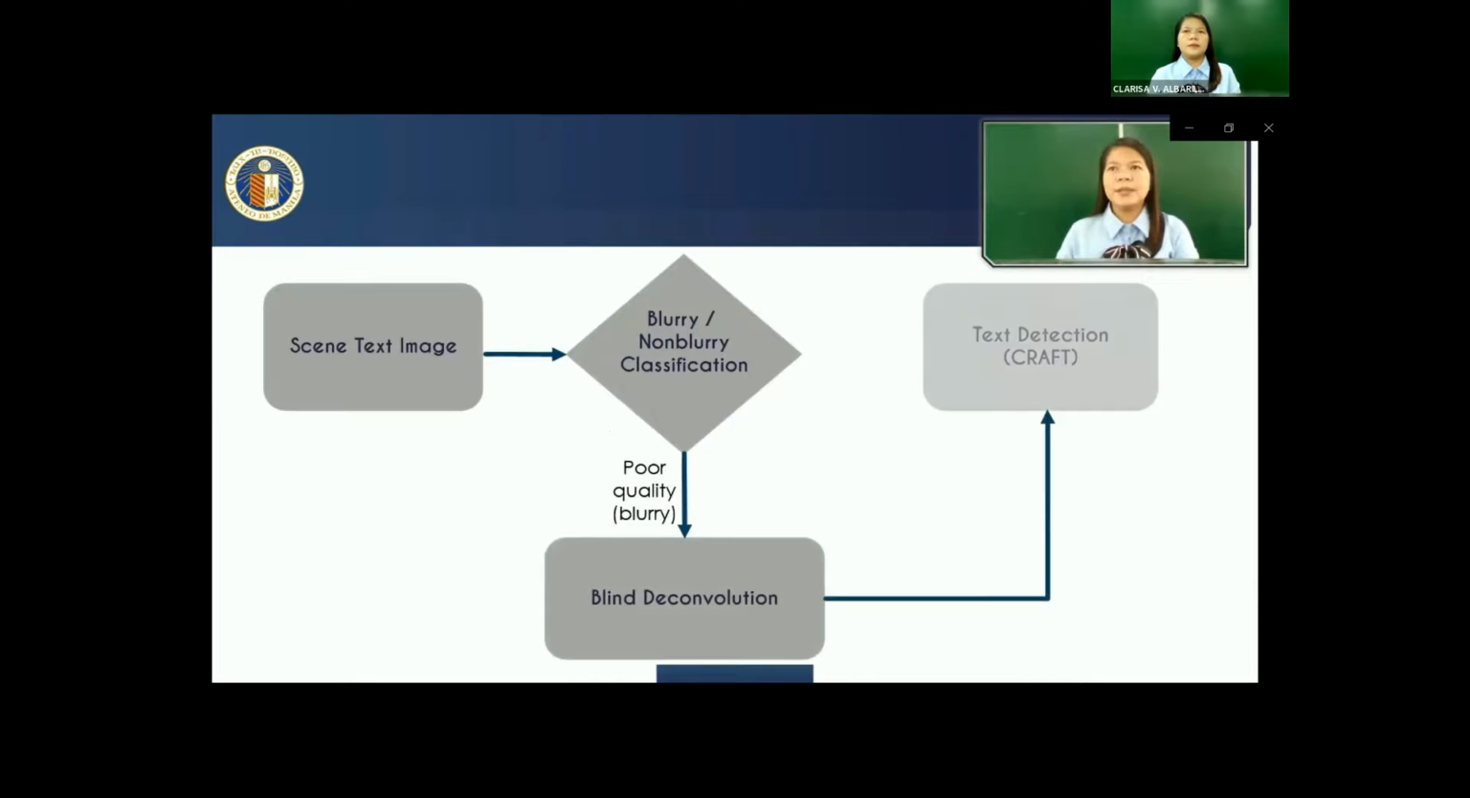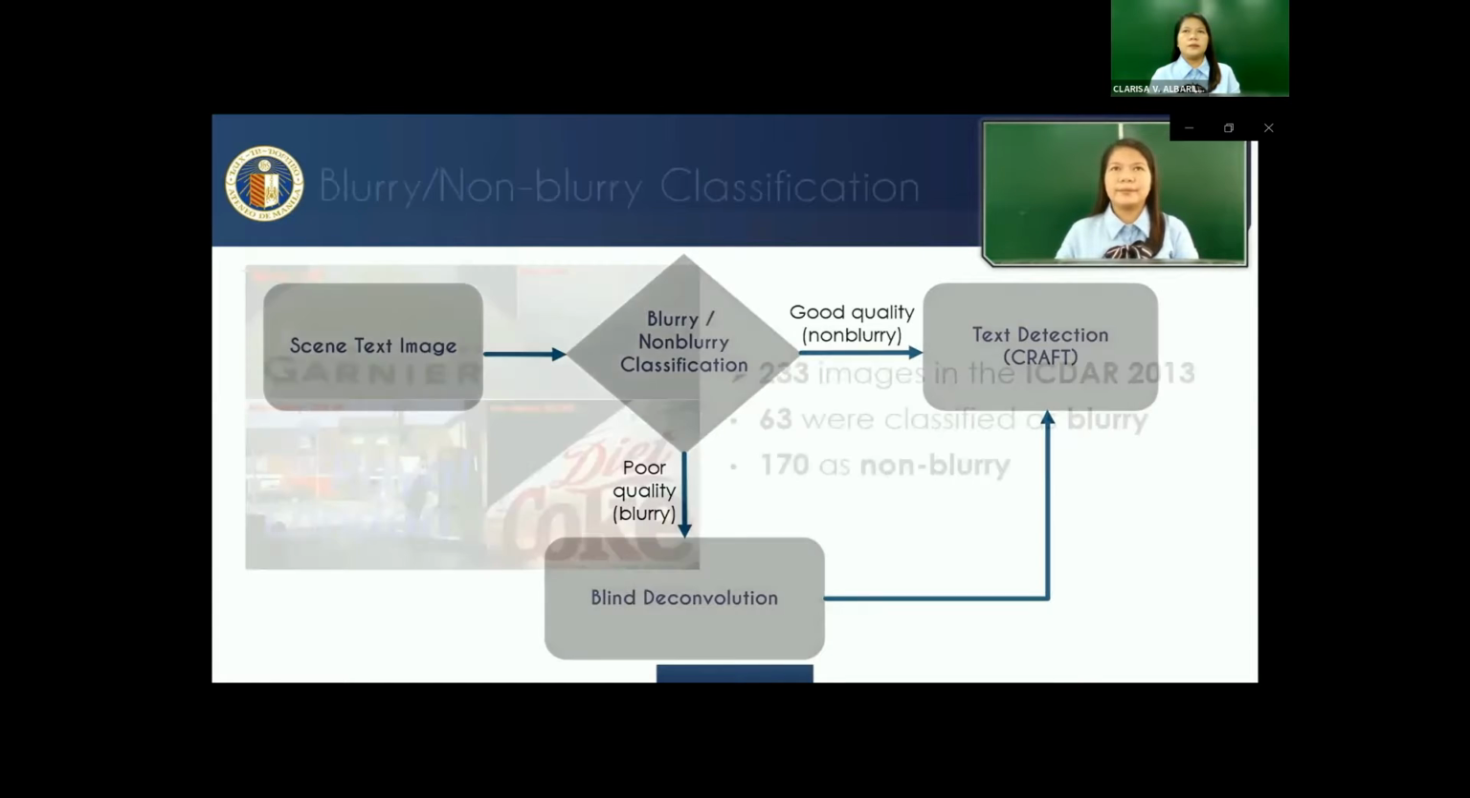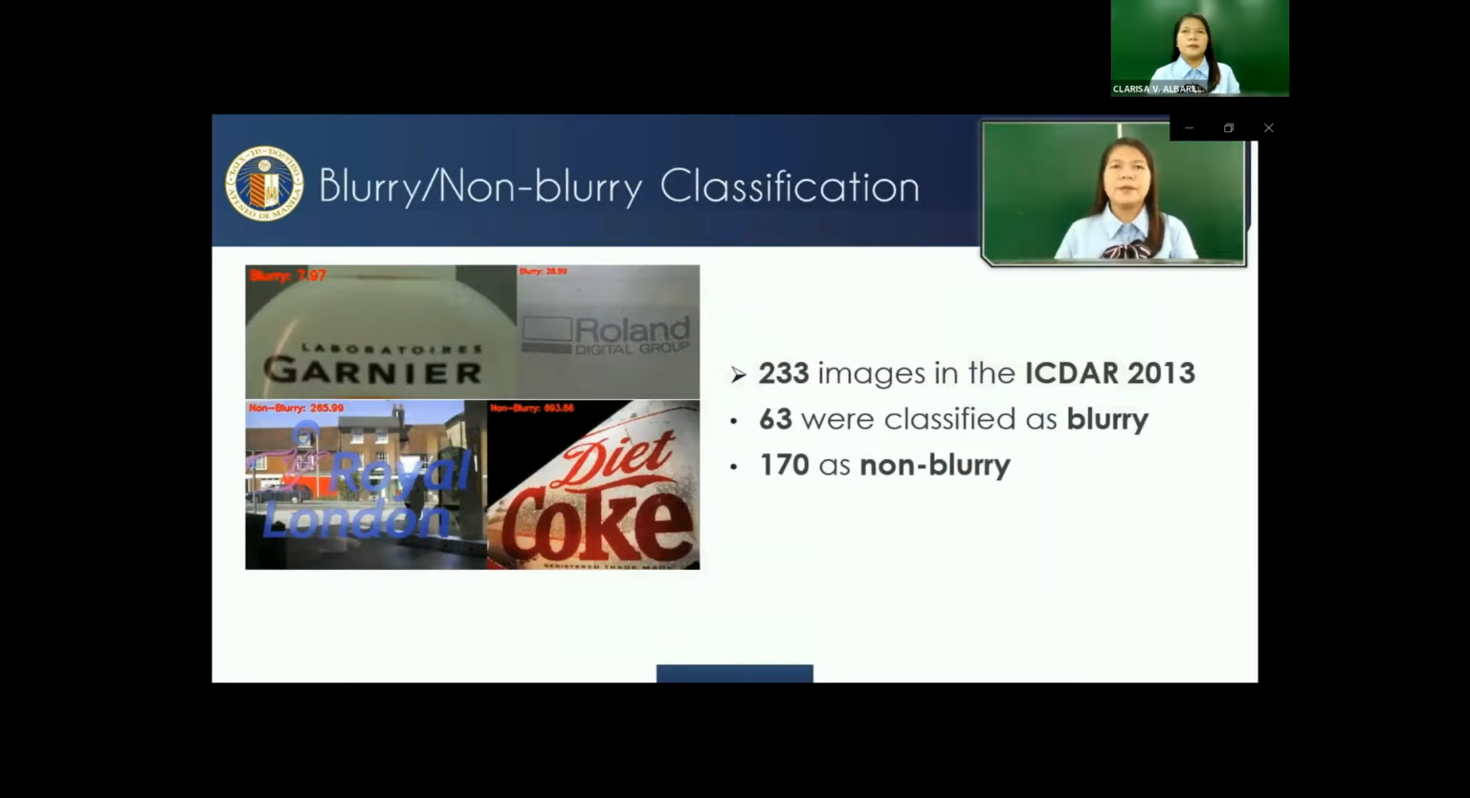After assessing the input scene image, if the image has a focus measure higher than the supplied threshold of 100, it is considered non-blurry and will undergo text detection using CRAFT. Otherwise, the scene image will undergo another preprocessing step, which is blind deconvolution. In blurry or non-blurry classification, out of the 233 images in ICDAR 2013, 63 were classified as blurry while 170 were classified as non-blurry.